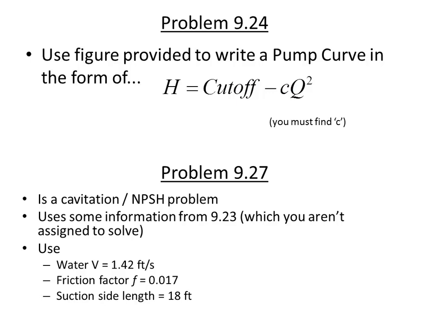And then problem 927 is a cavitation problem. We're going to talk about cavitation today, but it refers back to problem 923, which isn't included in this problem set. I wanted to give you some of the information from problem 923 that you would have had if you did solve it. That'll save you from having to do both problems. Those values that are shown there you can use in problem 927.